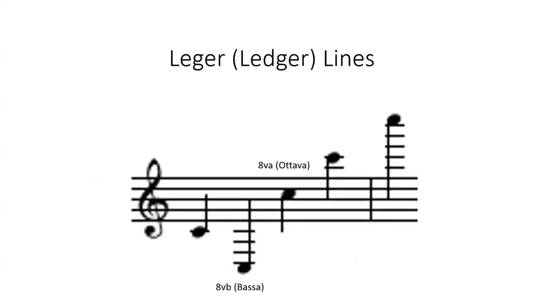Ledger line, so when a note goes below or above the stave, we have additional lines, so we just extend the stave either above or below the stave, so that if it was just floating up well above the stave, you wouldn't really know what the note is, so we add extra ledger lines above or below so that you can work out what the note is.